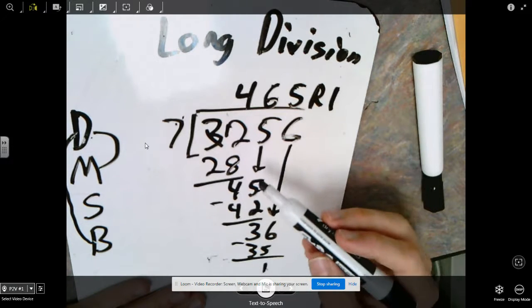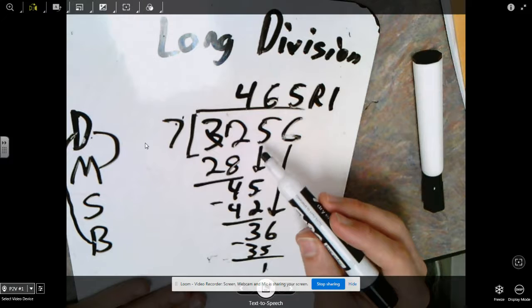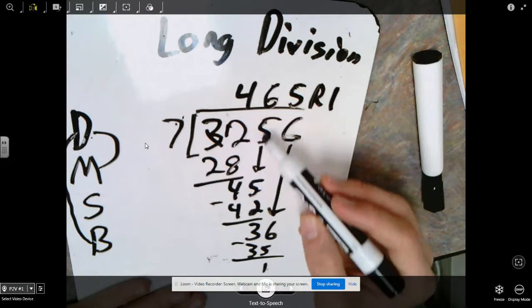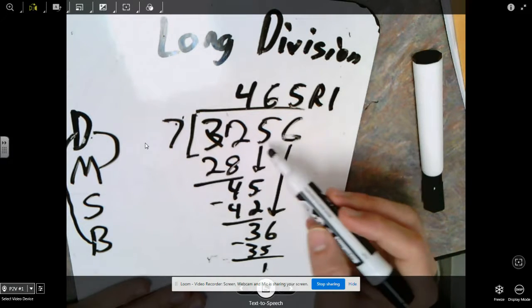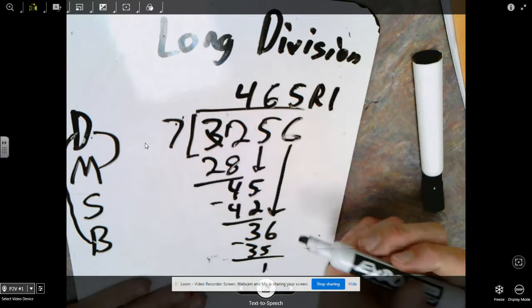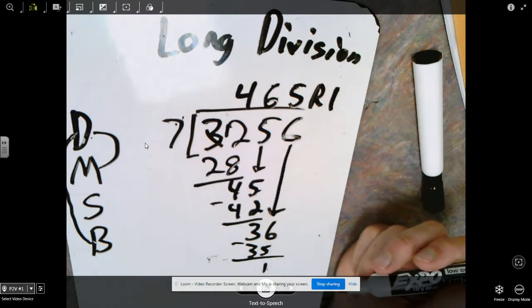Now, some things that I do that you might not have done is I draw arrows, because the kids a lot of times will accidentally bring down the same number twice if they don't keep their work correctly. So that's how I teach long division.